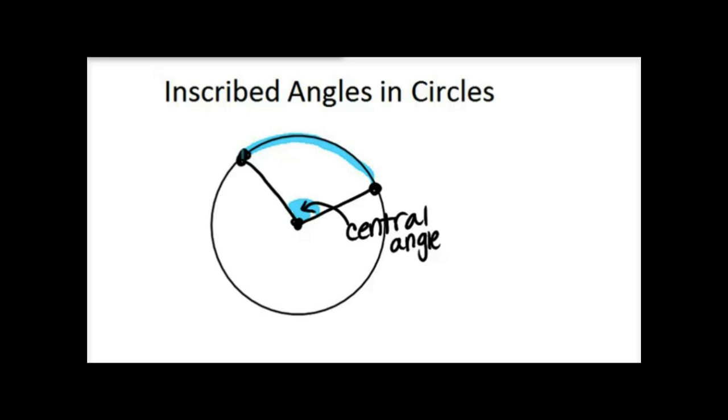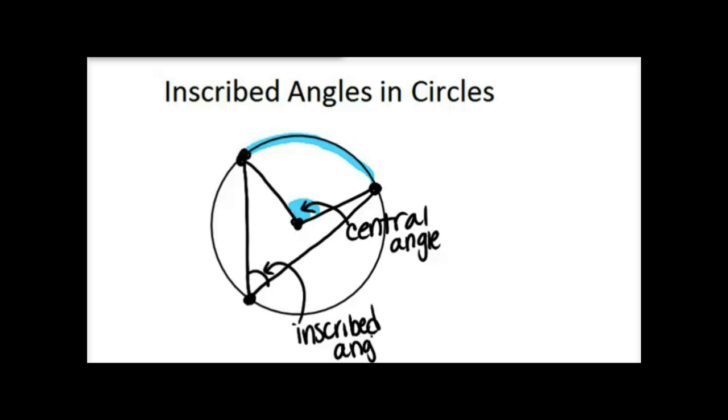Now, if instead of connecting these 2 points on the circle to the center, we connected them to a point across the circle, like this, the angle created right here is called an inscribed angle. And an inscribed angle is always half the measure of the arc. The central angle is the same as the arc. The inscribed angle is half the measure of the arc.